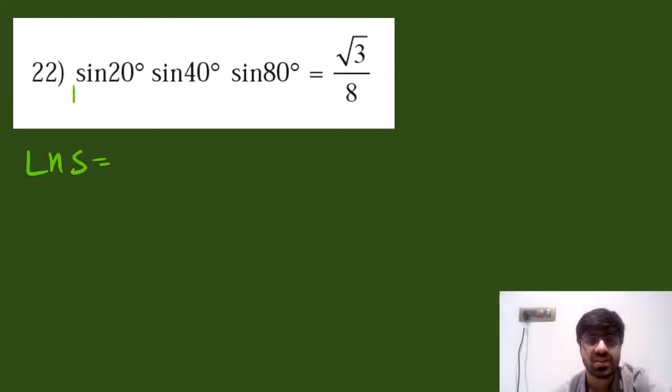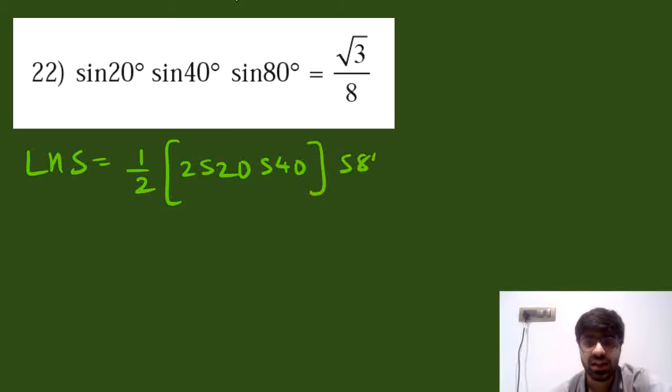On the left hand side, sin 20, sin 40 and sin 80. So what we can do is we can multiply and divide with half. So half into 2 sin 40, sin 20 sin 40, and let that sin 80 remain outside. This would be half into 2 sin A sin B. That would be cos of A minus B minus cos of A plus B.